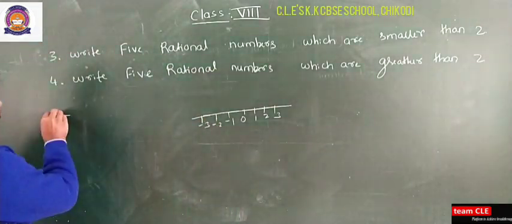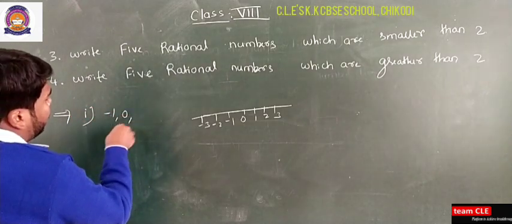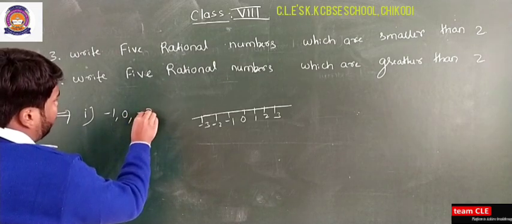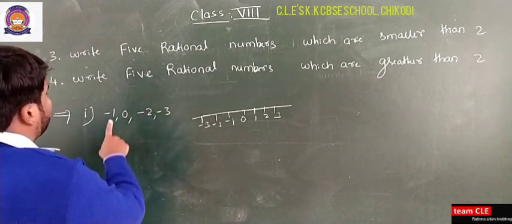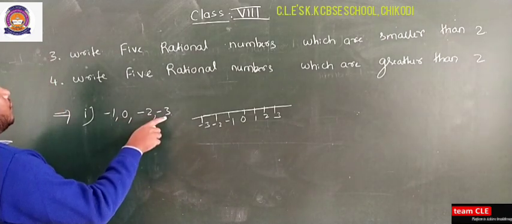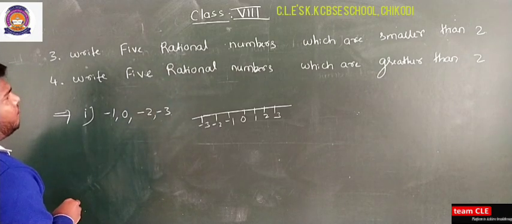I will write the first smaller than 2 as -1, 0, again -2, -3. So 1, 2, 3, 4. Totally I will write 5 rational numbers which are smaller than 2. So these are 5 rational numbers.